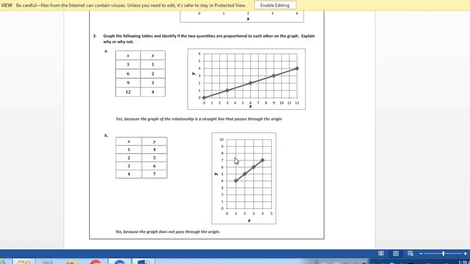For this graph I have 1 and 4, 2 and 5, 3 and 6, and 4 and 7. Okay, it's not proportional. Why? Because if I extend the line, it will not pass through the origin, so it's not proportional.